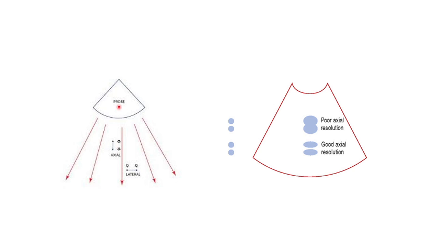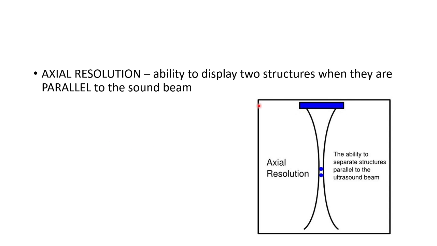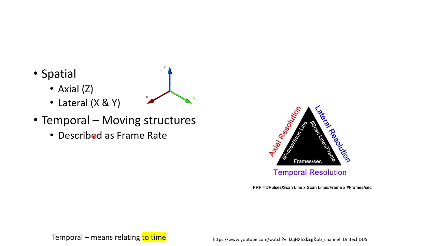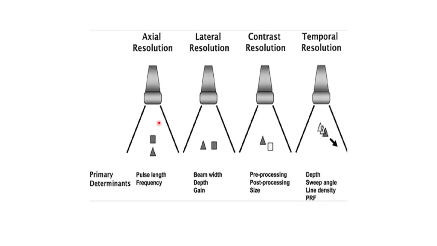This is a picture showing the axial resolution as well as the lateral resolution. Just skipping these slides, but we have to understand the concept of temporal resolution. That's it. So axial resolution, side by side lateral resolution, and temporal resolution is for a moving structure. These are the parameters that will affect each of these resolutions. So our temporal resolution will be affected by depth, the sweeping angle, line density, and the pulse repetition frequency. Now coming to optimization of image by 2D echo.